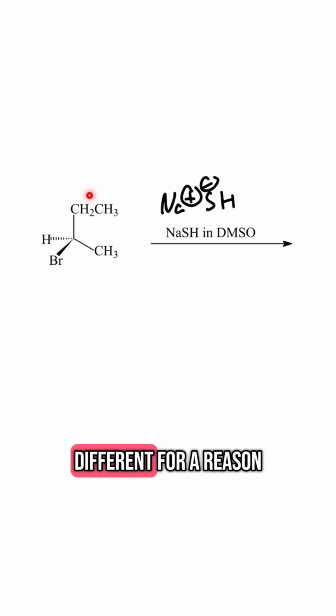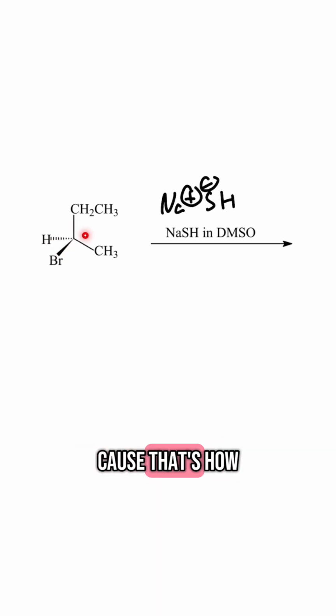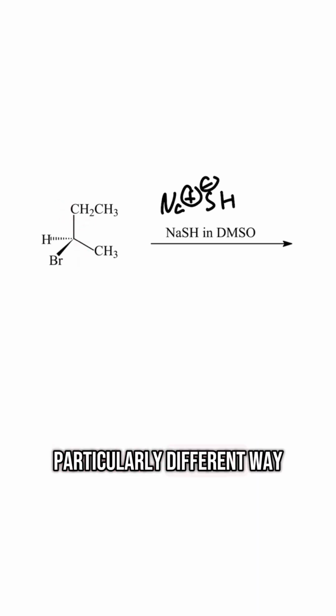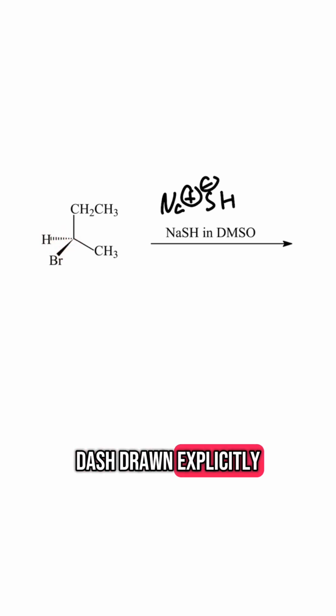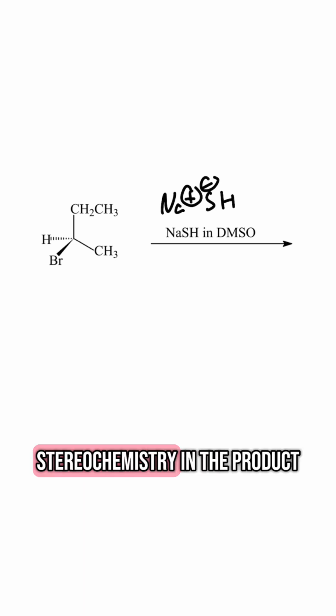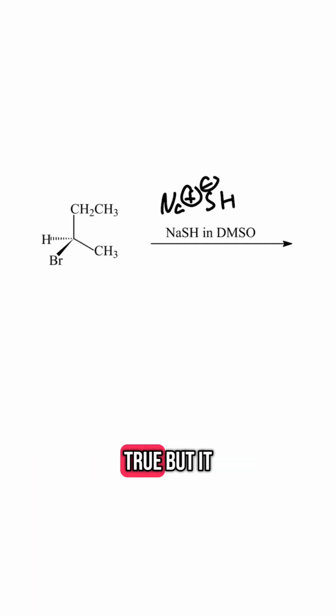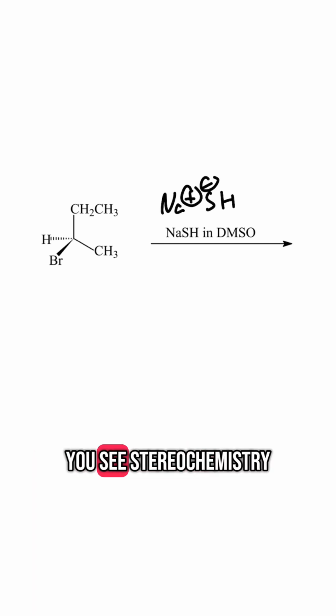So, like I said, this is drawn a little different for a reason, and that's because that's how it wants the answer. So whenever you see something that's drawn in a particularly different way, that's probably how the answer is going to be. It's a clue. Also, as you can see here, we have our wedge and our dash drawn explicitly, which is another hint. So generally, as a rule of thumb, whenever you see stereochemistry in the starting material, it's going to want stereochemistry in the product. That's not always true, but it usually is. So if you see stereochemistry to start, be extra careful and pay attention to your stereochemistry.